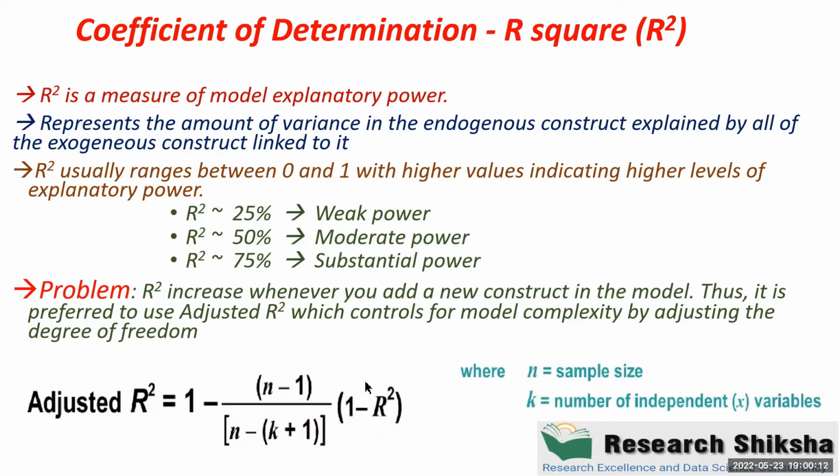What is the role of adjusted R square? The role of adjusted R square is that when you add a new variable in the model, if adjusted R square also increases, then the variable is good for the model. And when the adjusted R square is not increasing by adding a new variable, then the new variable is not good. Let me explain it in this way.